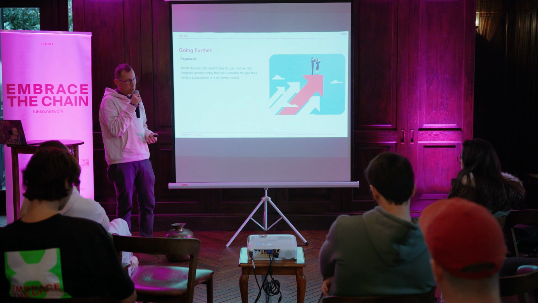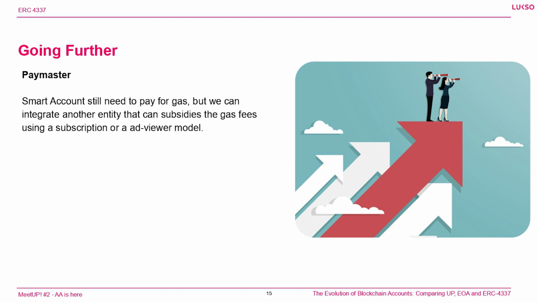One is the Paymaster. Paymaster is a relayer system that allows you to subsidize the gas fee. So you are going to submit a user operation, transfer my NFT, but you are not going to have your smart account pay for the transaction. It will be another entity, the Paymaster, that will pay for your transaction.